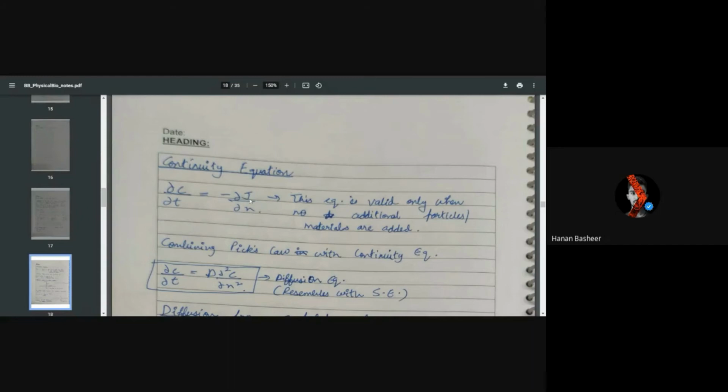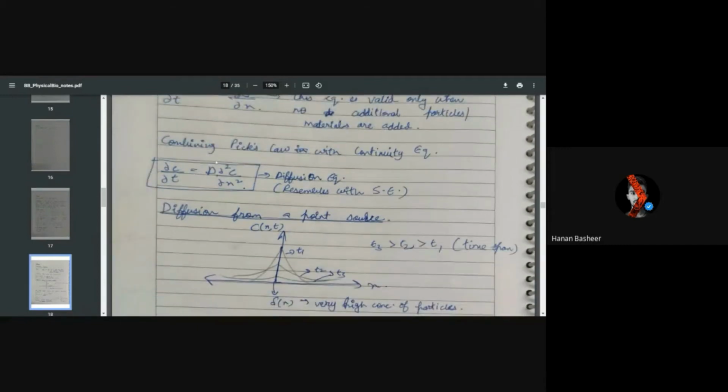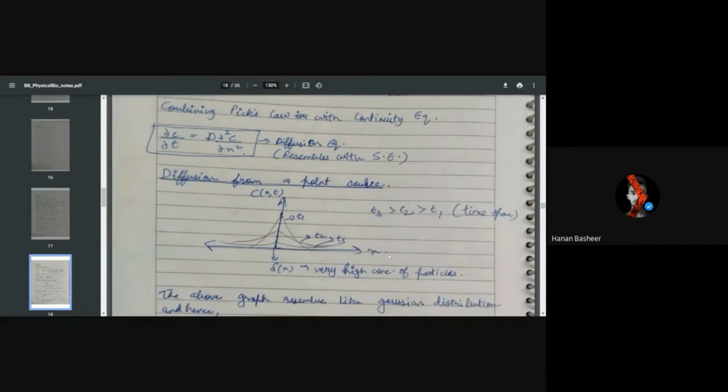And this is the continuity equation, which states that the change in concentration with respect to time is equal to the negative of the flux gradient. And this equation is valid only when no additional particles or materials are added. And when we combine this equation with the above equation, we'll get this final equation, which is the change of concentration with respect to time equal to D into the double gradient of the concentration. And the diffusion equation can finally be solved to give us various possible solutions.